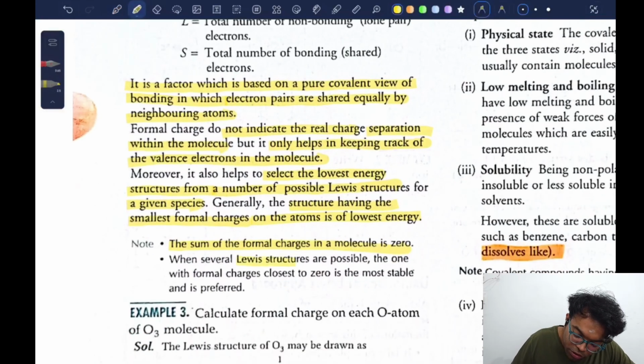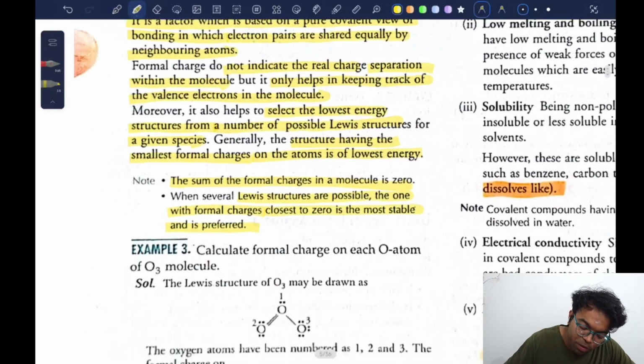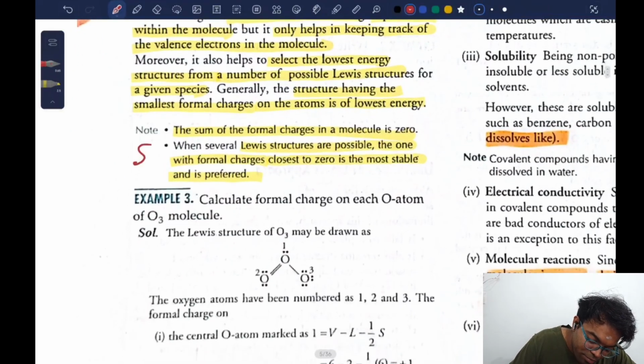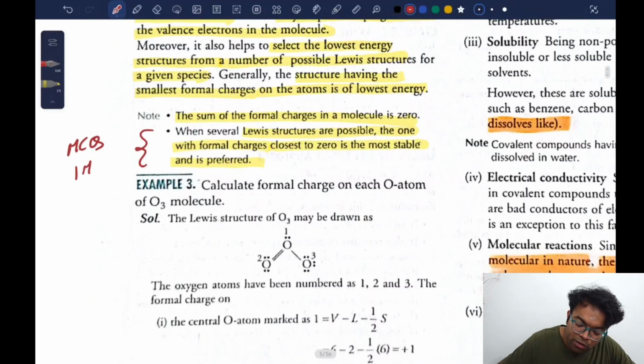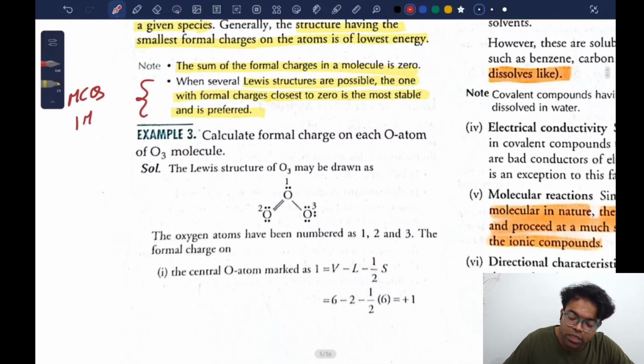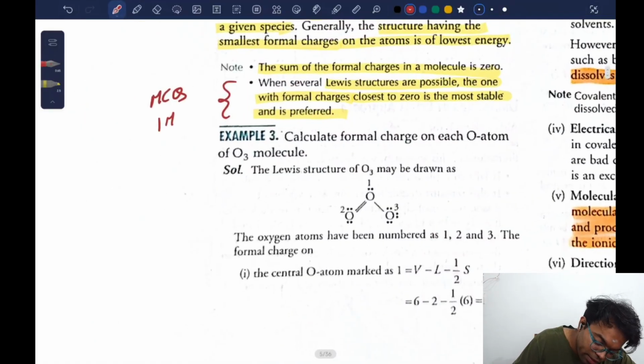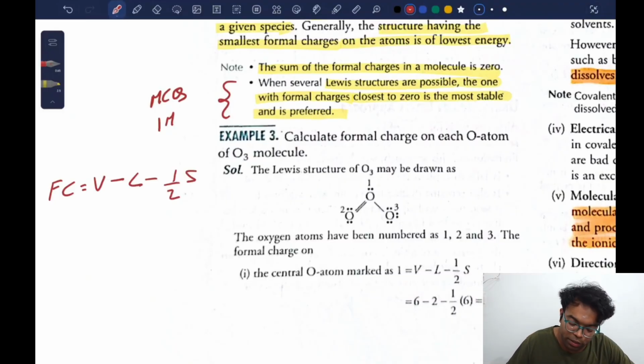When several Lewis structures are possible, the one with the formal charge closest to 0 is most stable and is preferred. This will be an MCQ question or a one marker. Calculate the formal charge on each oxygen atom in an ozone molecule. First things first, we will write down the formula. Formal charge is equal to the number of valence electrons minus lone pair of electrons minus half the number of shared pair of electrons.